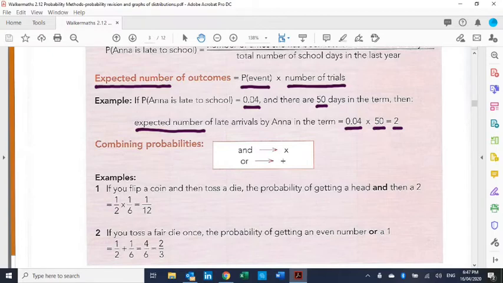Okay? All right. One other thing about probabilities, when we're talking about combinations of probabilities, we have more than one probability happening at a time.